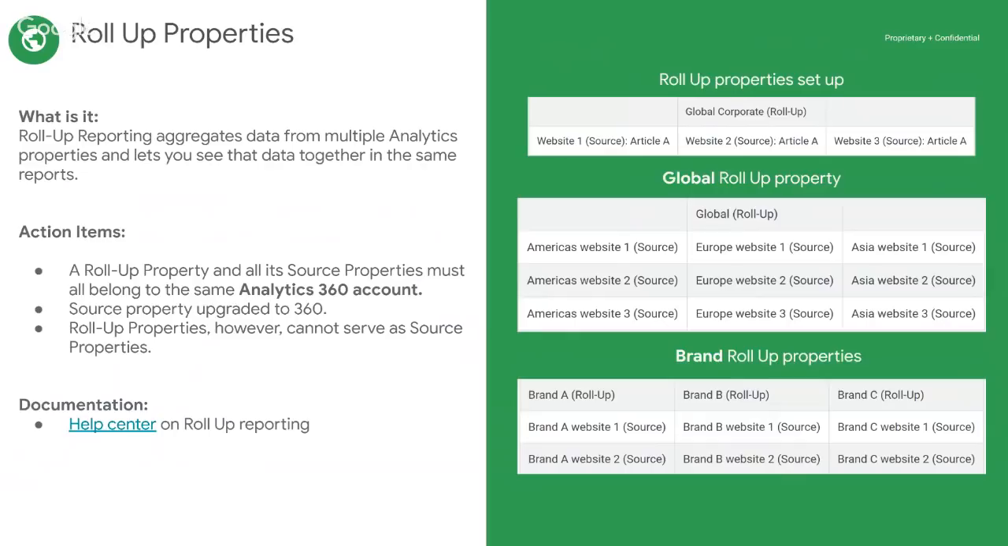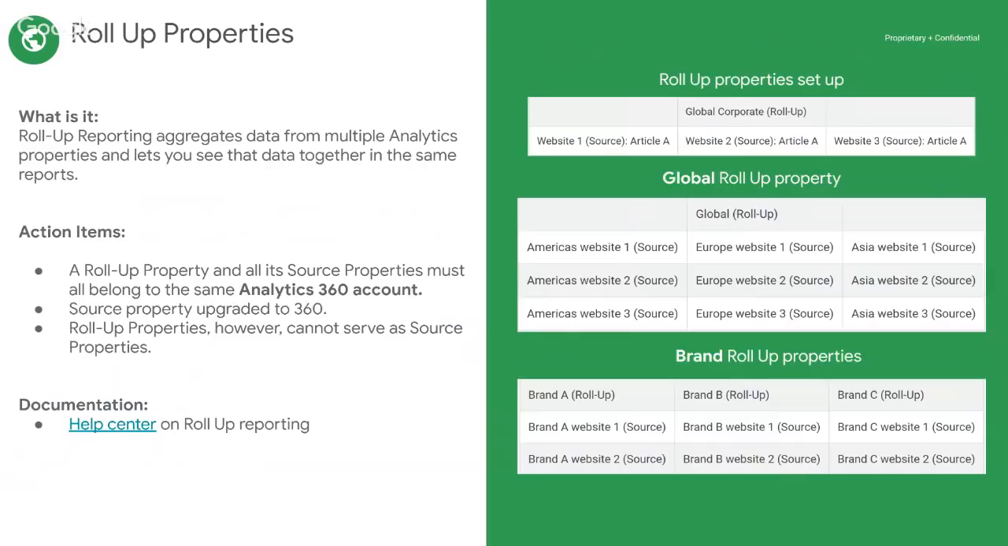And here on the right, I've attached a couple of setups, a couple of recommendations on how you can use rollup properties. Bear in mind, you can only have one rollup property per account. Here you have, for example, a global rollup property where all the source properties from your organization are flowing to one global rollup property. So that's one example.